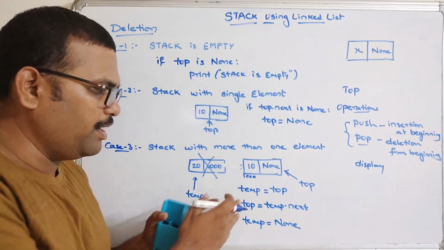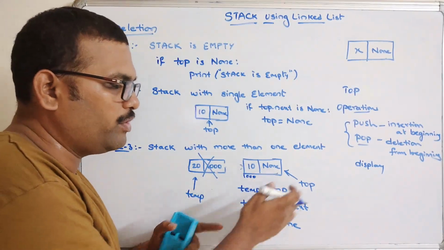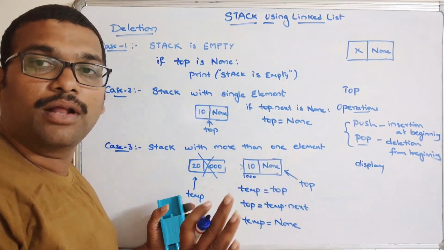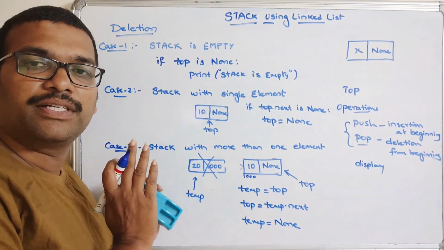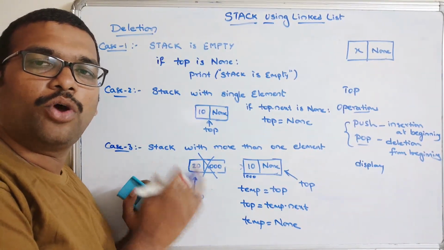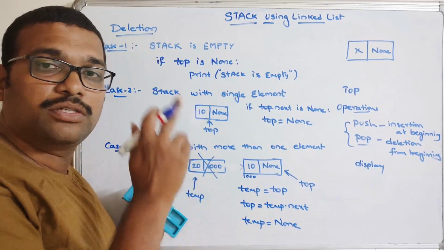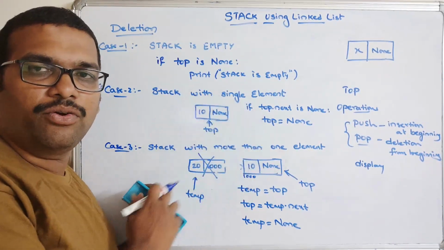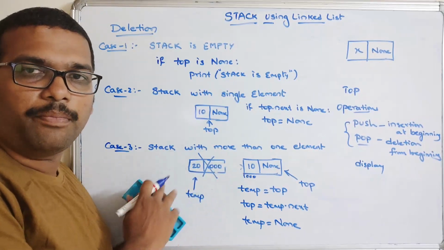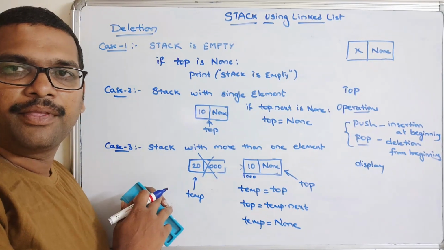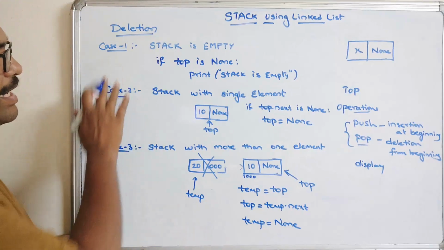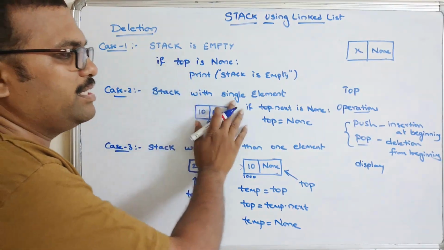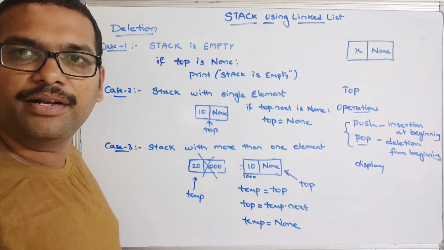one element. Simple. Temp is equal to top, top is equal to temp.next, and temp is equal to none. So automatically the first node will be removed and the top will be assigned to the second node, because after deleting the first node, the second node becomes the top of the stack. Right? So in this deletion, there are 3 cases. One is stack is empty, stack with a single element, and stack with more than one element.